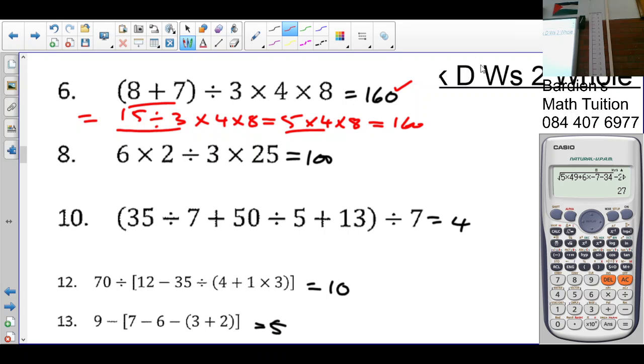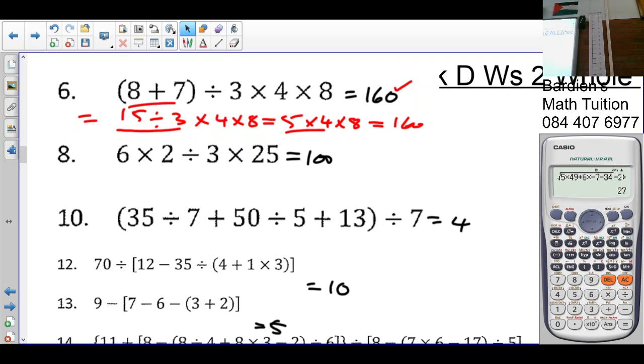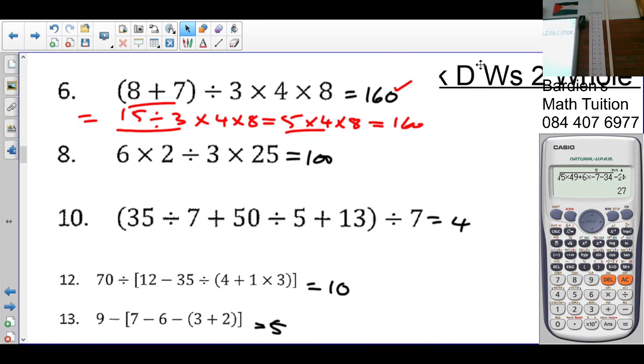Any problems with number 8? No. Number 10? No. No? Number 12? Yes, okay. Who's saying yes? Somebody said yes, who said yes? Nobody. Right, number 13? 13, right, go for it.